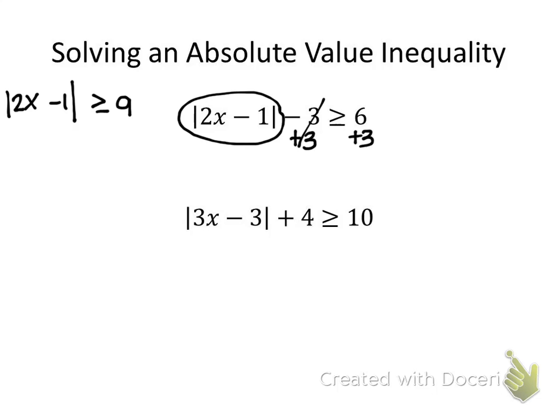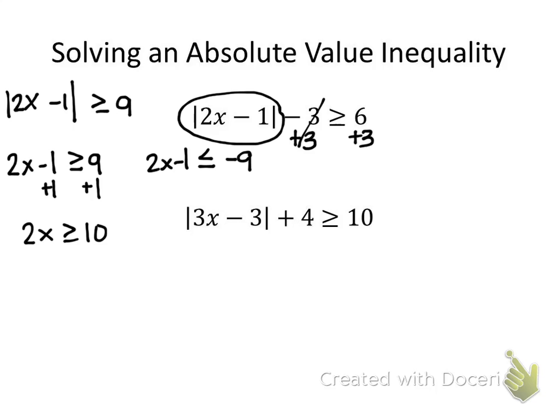So now I can drop the bars and write it twice. 2x minus 1 is greater than or equal to 9. And I also write 2x minus 1 is less than or equal to negative 9. Flip my inequality, change it to a negative answer. Add 1 to both sides. 2x is greater than or equal to 10. Divide by 2. And x is greater than or equal to 5.